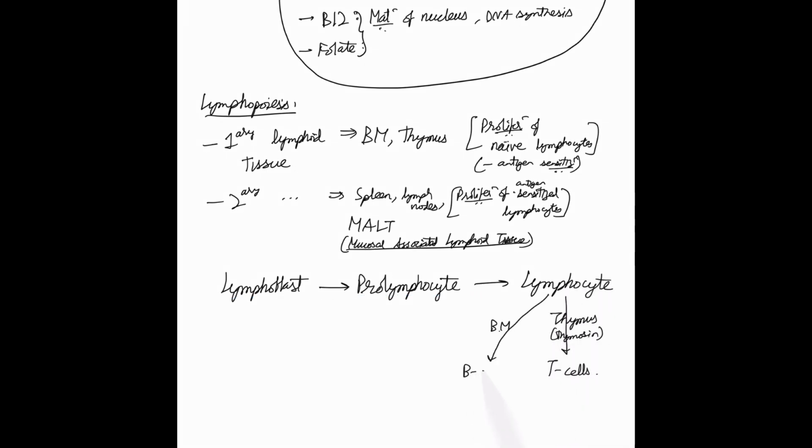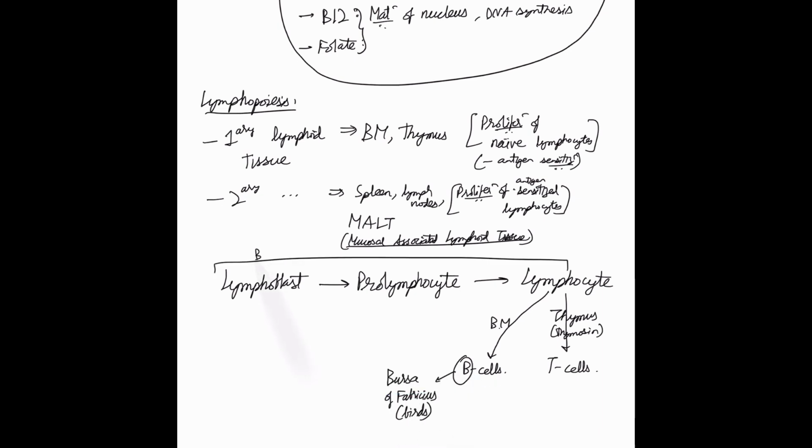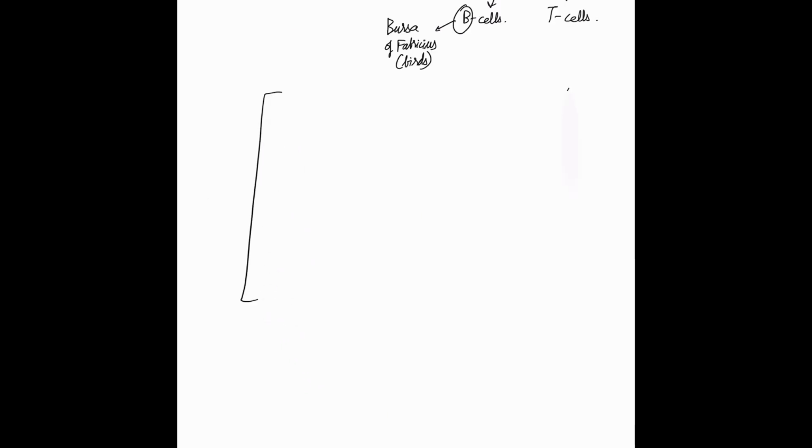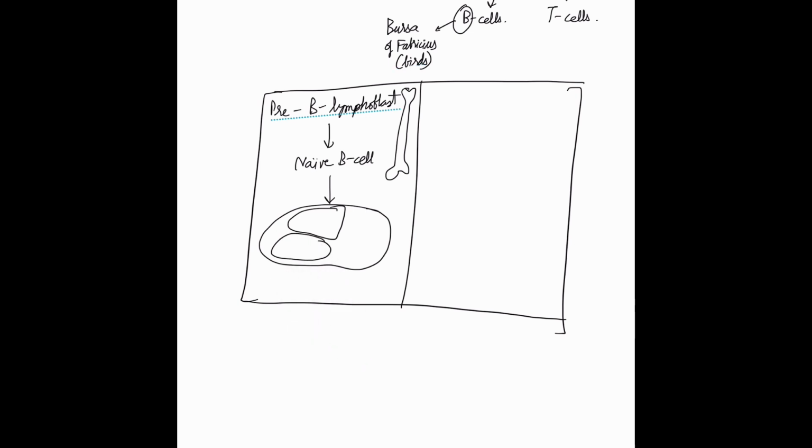A lymphocyte maturing in the thymus under the influence of thymosin gives rise to T cells, and in the bone marrow you get B cells. Why B? The bursa of Fabricius in birds. I shall briefly depict diagrammatically B cell and T cell maturation. I recommend you read any microbiology textbook for the same because that describes this in detail.